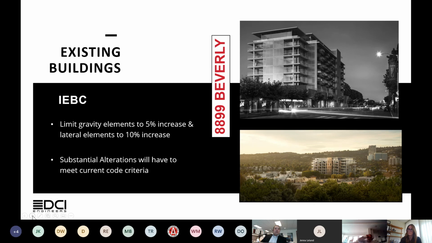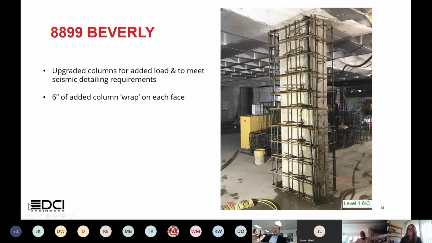So looking at the next slide, we'll walk through some of the structural alterations that we had to do to meet current standards. First of all was the gravity system. This was built in the 1960s as a cast-in-place concrete structure, and all of the concrete columns did not meet current standards for seismic detailing in their columns.